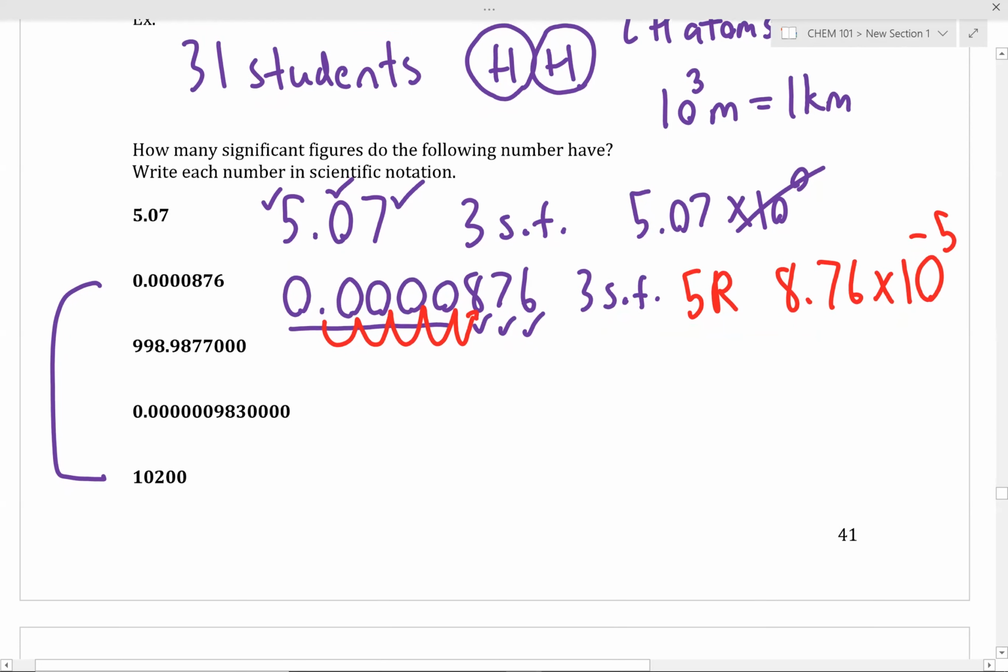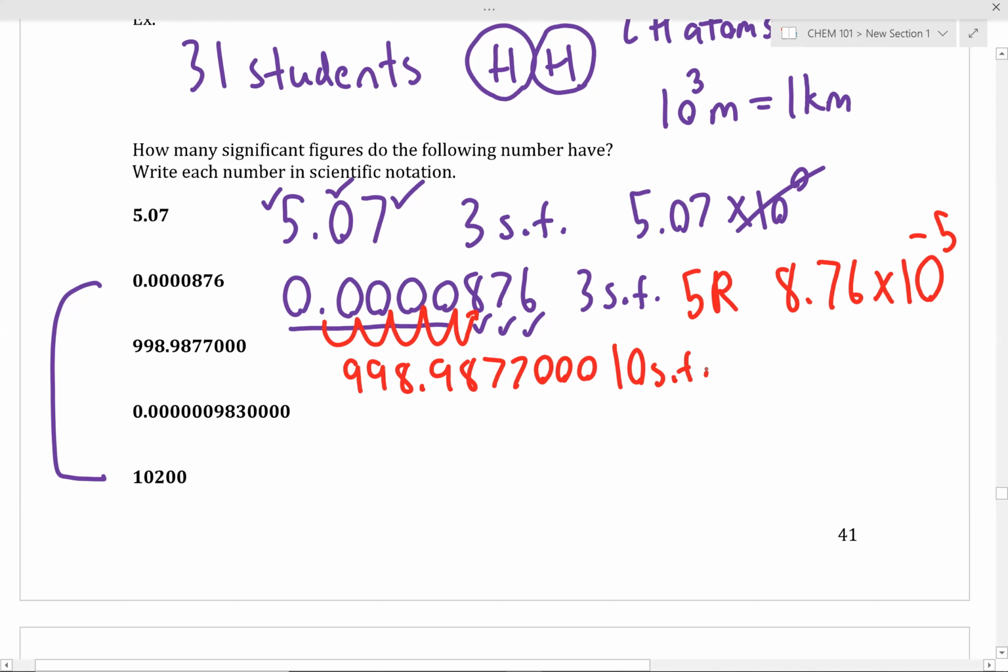Okay, let's continue on. Let's try this next number. So we have 998.9877000. How many significant figures does this number have? Would someone like to take a guess? Let's see, 1, 2, 3, 4, 5, 6, 7. Definitely these first 7 digits are significant. So let's look at these zeros. Are these zeros after a decimal point? Yes. And are they after a non-zero number? Yes. So are they significant? Yes. So it would actually be a total of 10 significant figures.